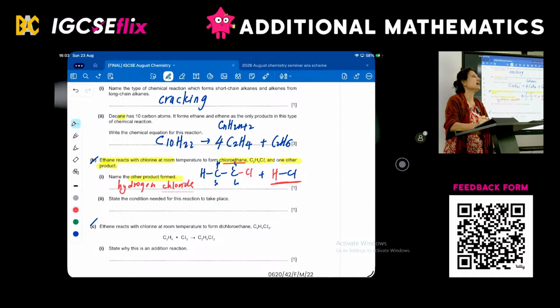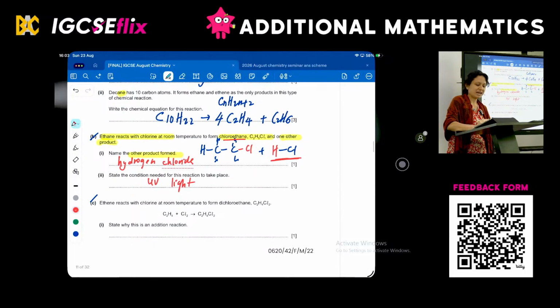State the condition. So everybody knows. What is it? UV light. Okay, this one is substitution. This one is what? Addition. How do I know it's addition? Because there is only one product. Okay, can?